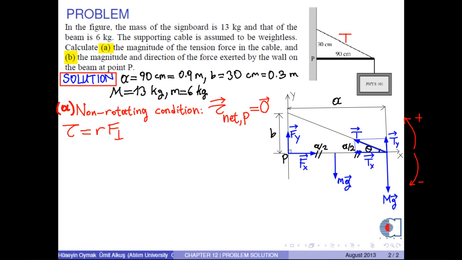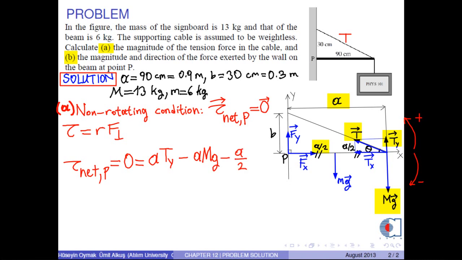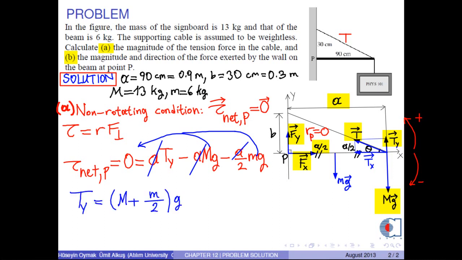Then the net torque becomes a times Ty due to the string, minus a times capital M times g due to the signboard, minus a over 2 times mg due to the beam. As you see, the torques due to Fx and Fy are 0. In this equation, the a's are cancelled and these terms are taken to the left-hand side. So we obtain Ty as (capital M plus m over 2) times g.